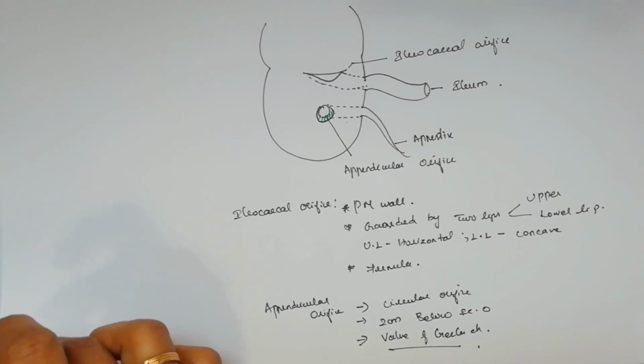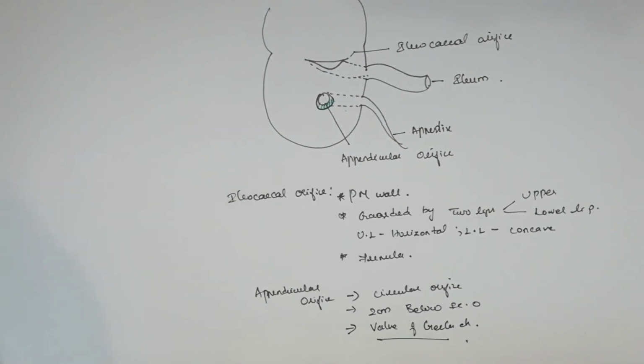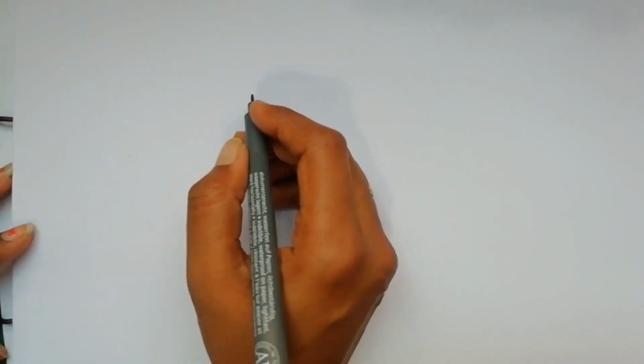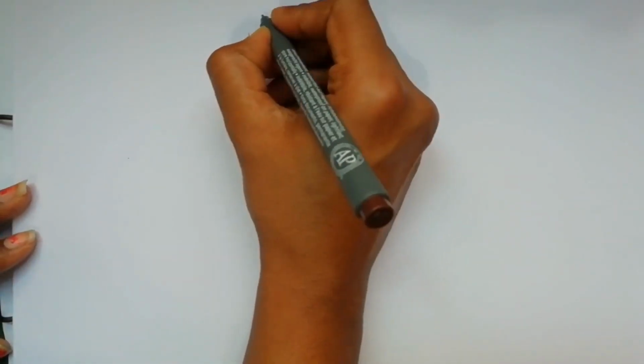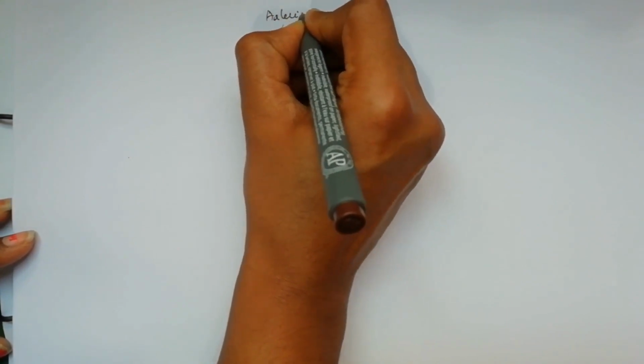So now we will move on to the details of the basic concepts, such as we have got some arterial supply, nerve supply and lymphatic drainage as for other organs. So we are going to see about those things. Talking about arterial supply.